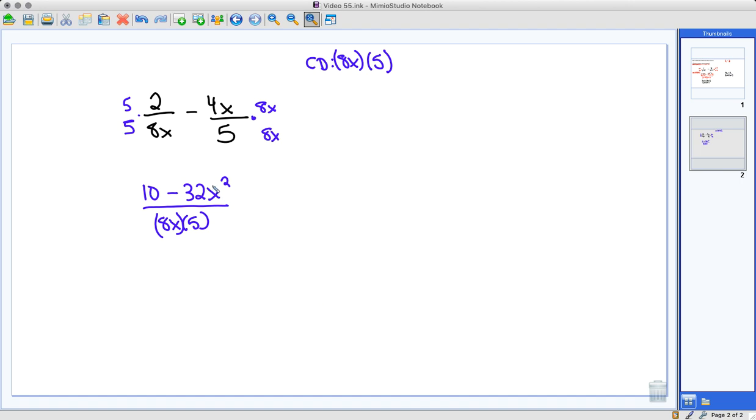Can't simplify the top, so that is your answer. Okay, you always want to look to see if you can simplify. Not always will you be able to simplify.